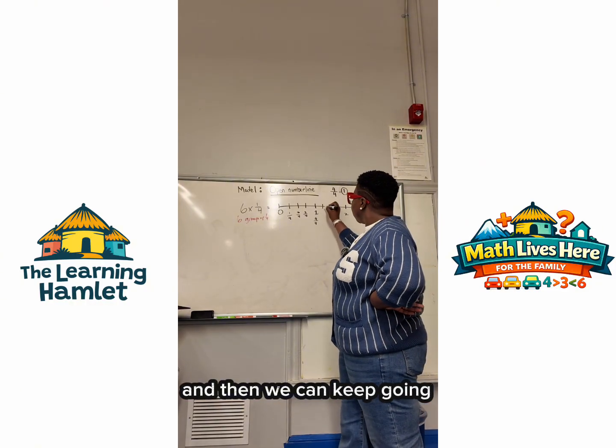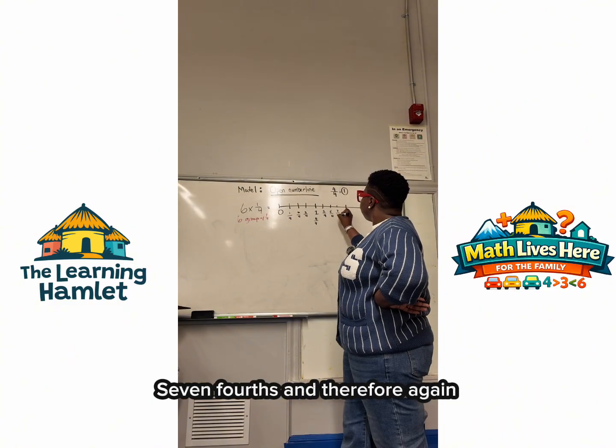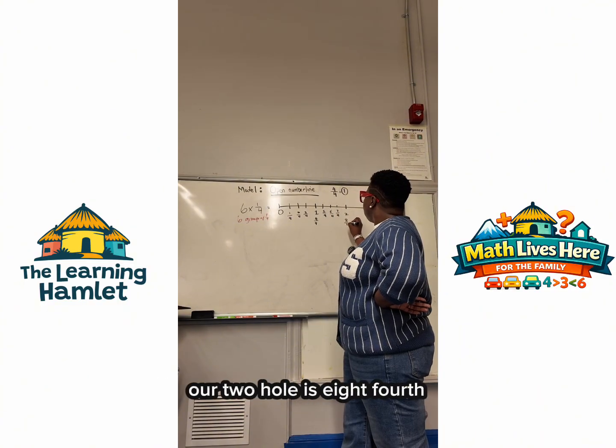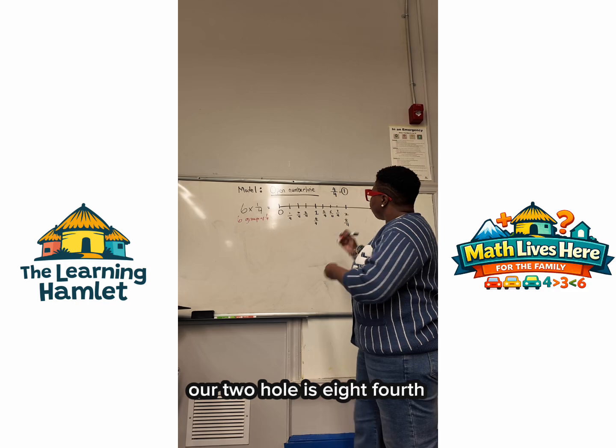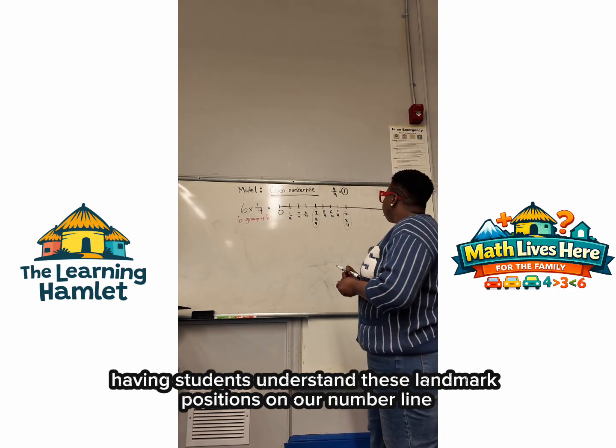And then we can keep going. Therefore this will be 5/4, 6/4, 7/4. And therefore, again, our 2 whole is 8/4. Again, having students understand these landmark positions on our number line.